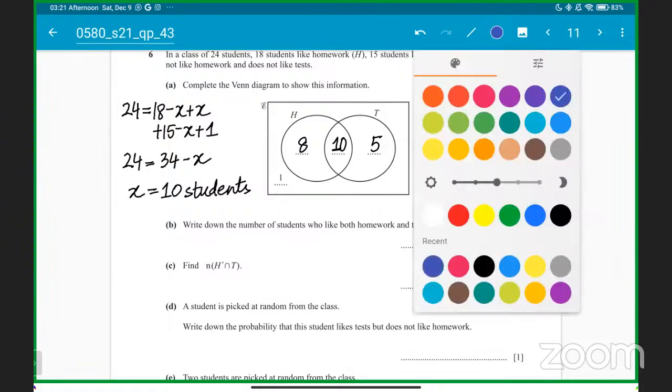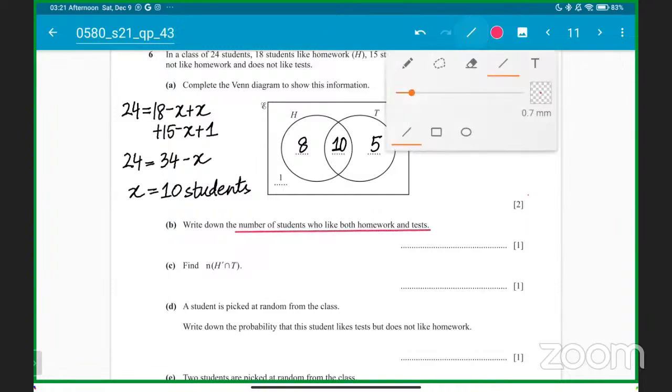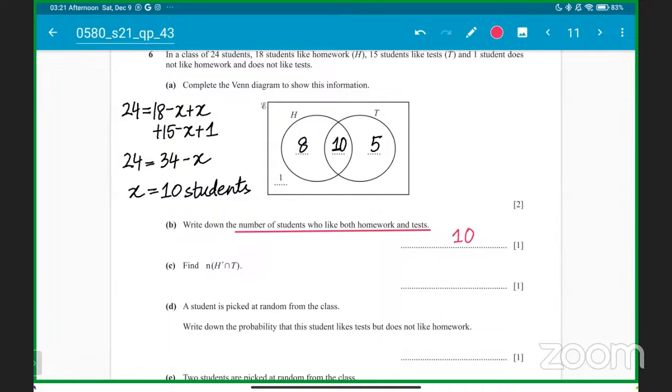Write down the number of students who like both homework and test. So what is it? It's in front of you, the answer. 10 students like both homework and test. Got it, students? Clear? Everyone got it?